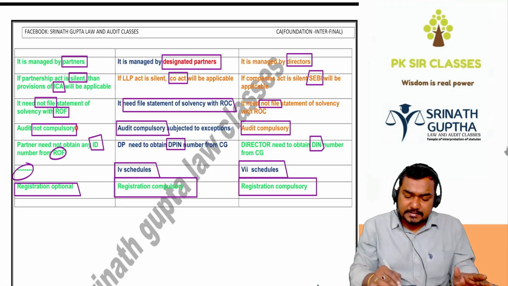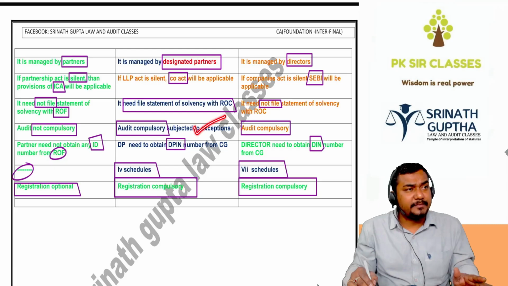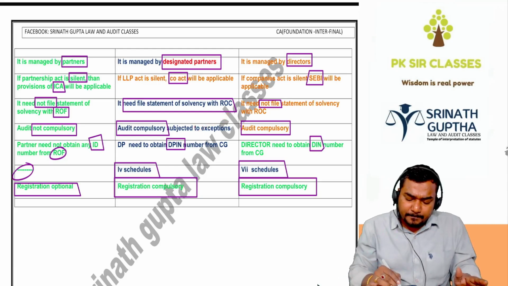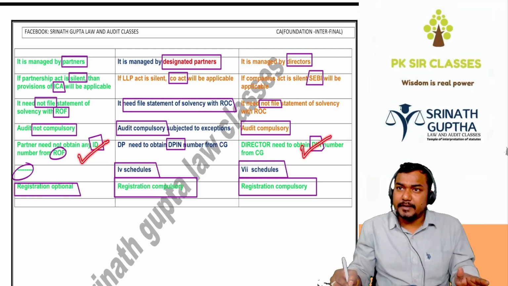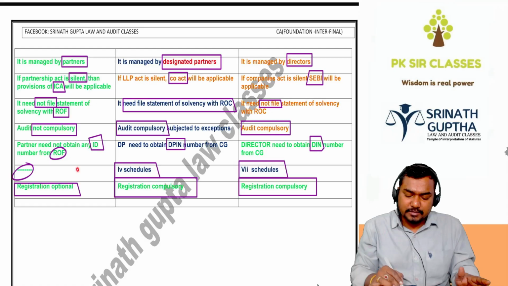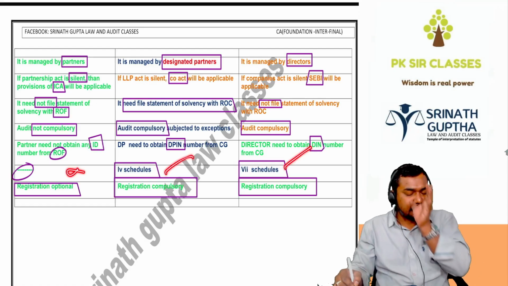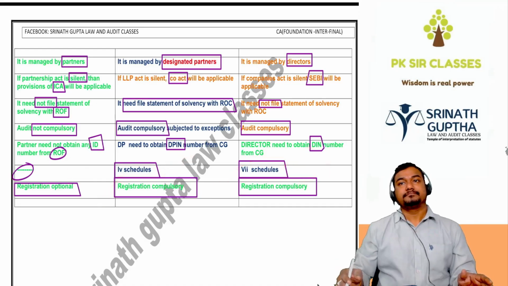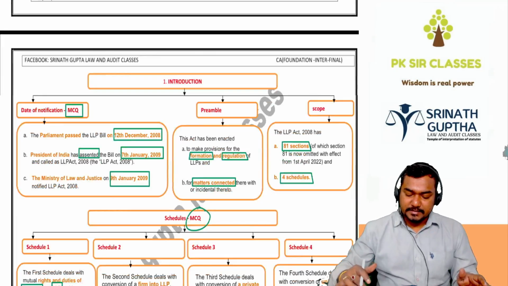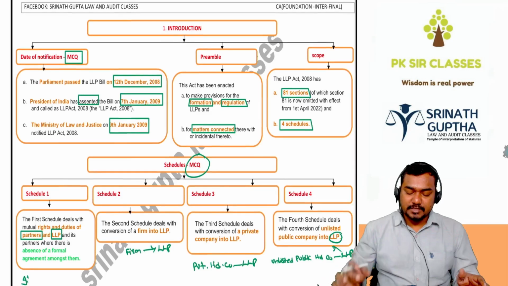And auditing is not compulsory. Auditing is compulsory, but we are having some exceptions also. And partner need not obtain any ID number from the government, and you have to obtain the DIN number. Here you have to obtain the designated partner identification number. Here there is no schedules. 4 schedules are there. 7 schedules are there. Registration is optional. Registration is compulsory. Registration is compulsory. Then let us enter into the main part of the chapter, sir.